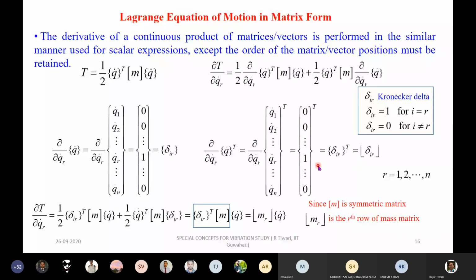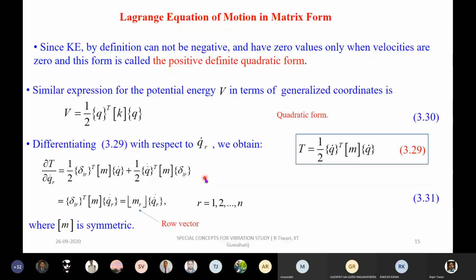In the previous slide, if you see, I have done this because velocity is here, so I'm differentiating this first. So I'm getting coordinate delta_ir here. Any issue?